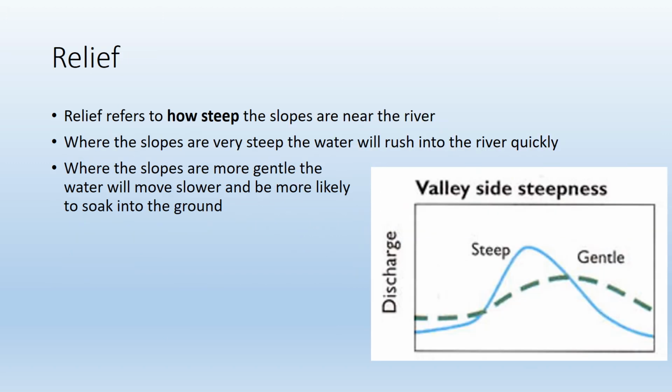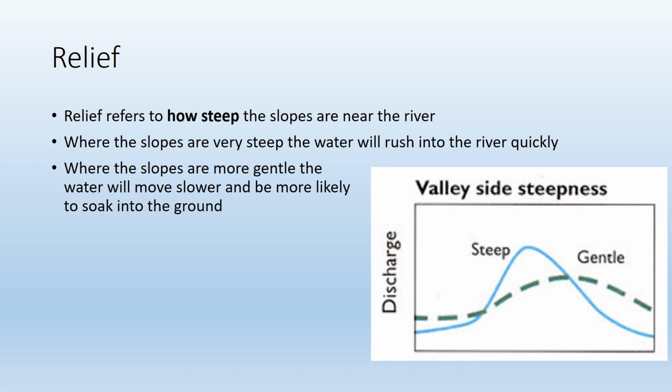Next is relief. We've used this word before, and it refers to how steep the slopes are when they're near to a river. So where the slopes are very steep, the water will rush into the river quite quickly. We can see there with the solid blue line that when it's steep, the peak discharge is higher and the lag time is also shorter than when we have much more gentle slopes, where the water will be able to move more slowly.